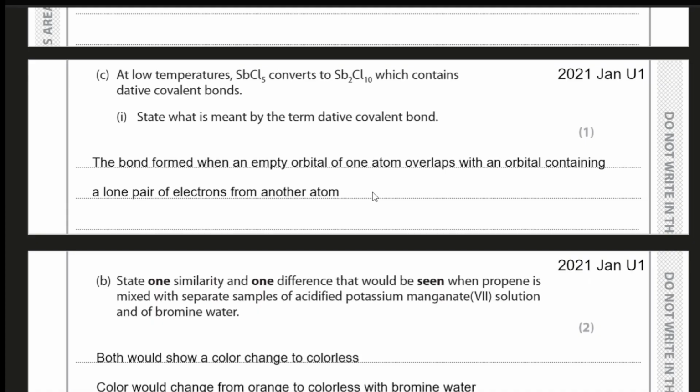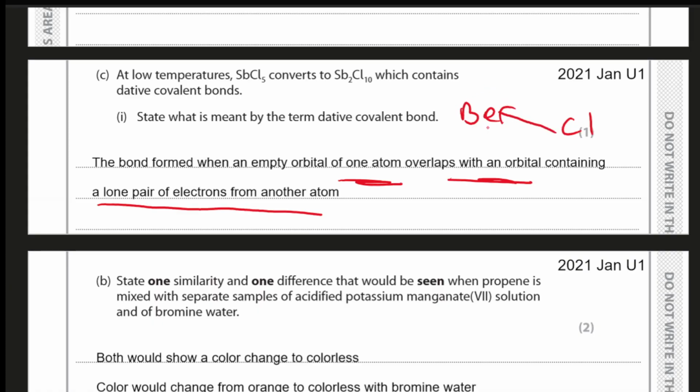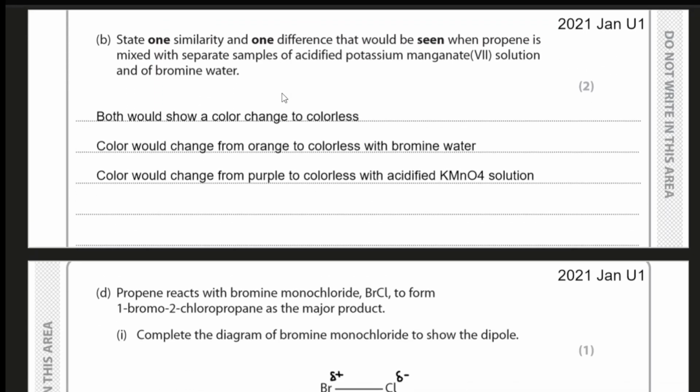Now at low temperatures, they say SbCl5 converts to Sb2Cl10, which contains a dative covalent bond. Now we know what a dative covalent bond is. It is a type of specialized covalent bond which is formed when an empty orbital of one atom overlaps with an orbital consisting of a lone pair of electrons from another atom. We saw a little while back how beryllium and chlorine combine, where chlorine donates one of its lone pairs to an empty orbital of beryllium. So that's how dative covalent bonds are produced.